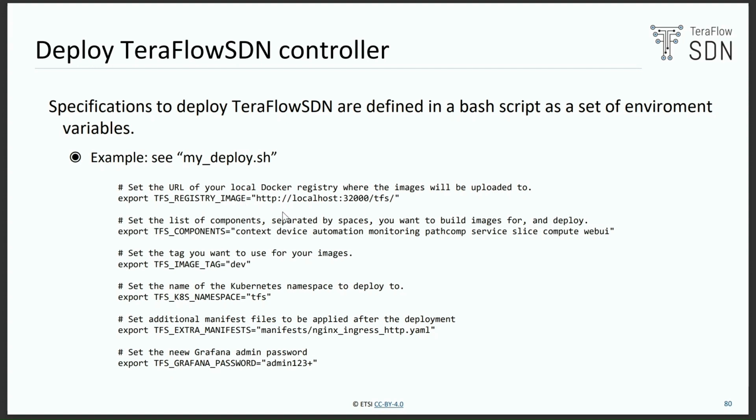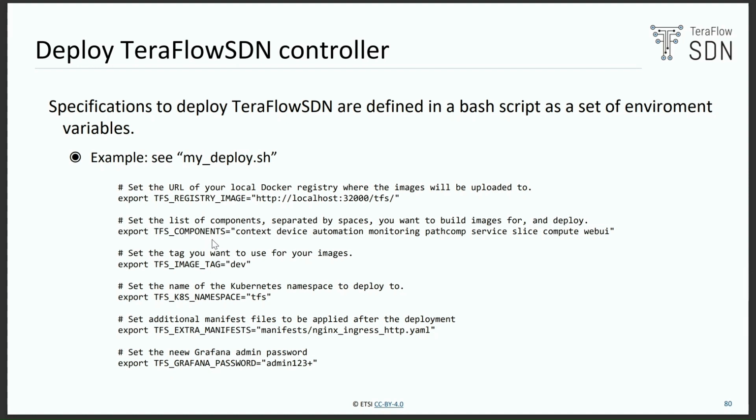In the default deploying settings, that is this my deploy.sh script, which is already in the repository, we are considering to use the internal MicroK8s Docker registry because it's a simple way and quite fast to use. Then we have an important setting that is the list of components that we want to deploy. That means we don't need to deploy all of them every time. If we have some particular needs, we can choose what is really needed.